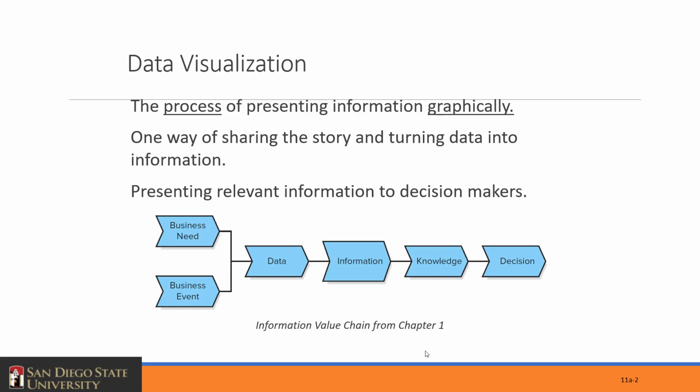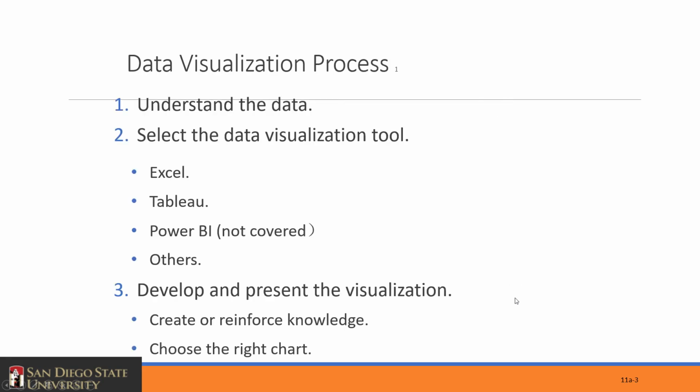And how we share the story is to use what we call data visualization. This is a process of presenting information graphically to share the story and turn your data into information. So it's related to the information chain we talked about from Chapter 1. This is the information chain, and here the data visualization is during the process of converting data to information, and then you need to present it to help decision making.